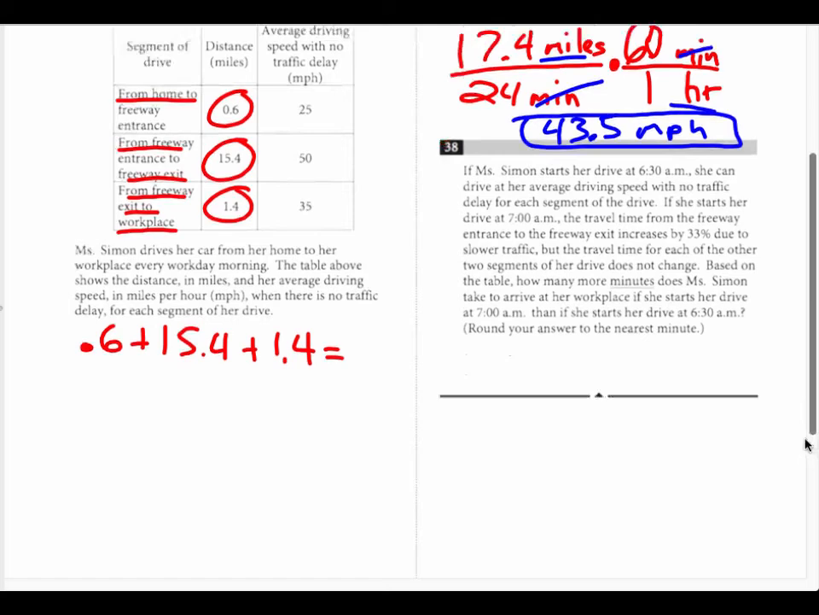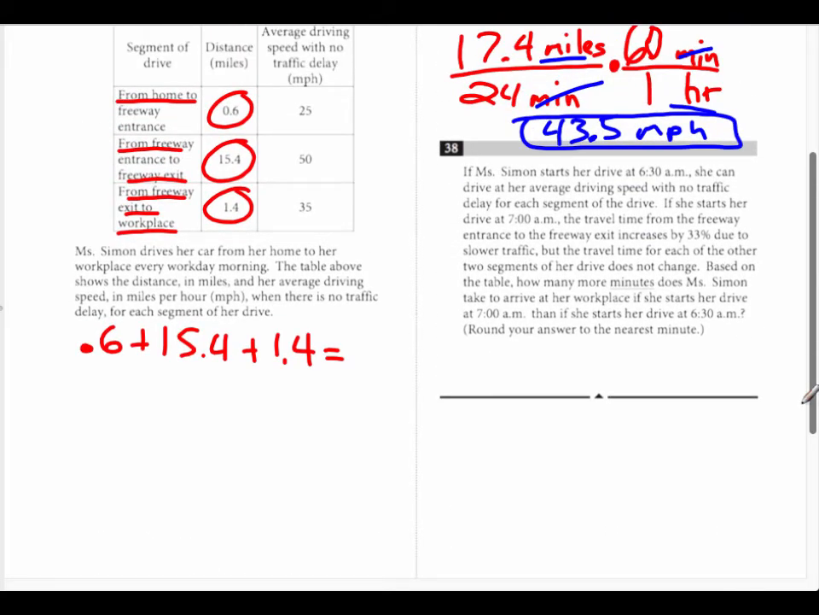All right, let's do the last one, then we're done for this whole thing. All right. If Miss Simon starts her drive at 6:30 a.m., she can drive at her average driving speed with no traffic delay. If she starts her drive at 7 a.m., the travel time from the freeway entrance to the freeway exit increases by 33%, which is 0.33. I started converting it right off the bat, huh? Yeah. From the freeway entrance to the freeway exit. So this bad boy right here is going to increase 0.33.